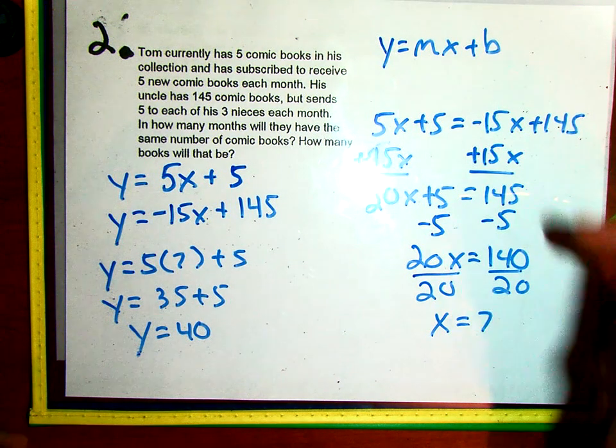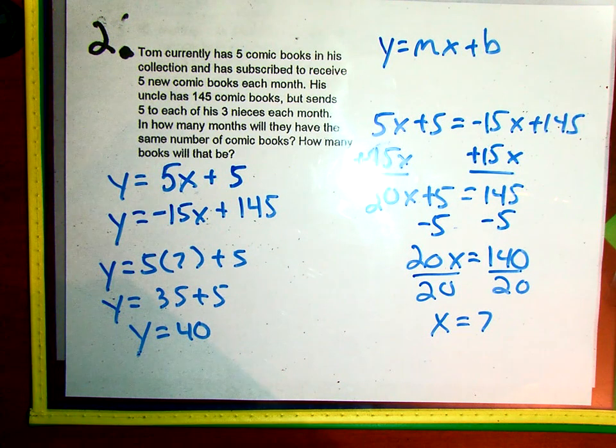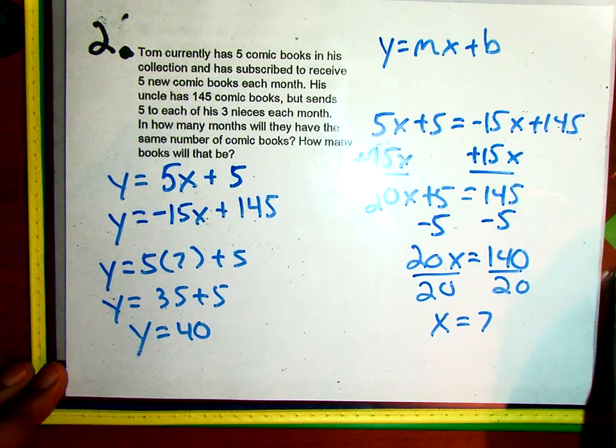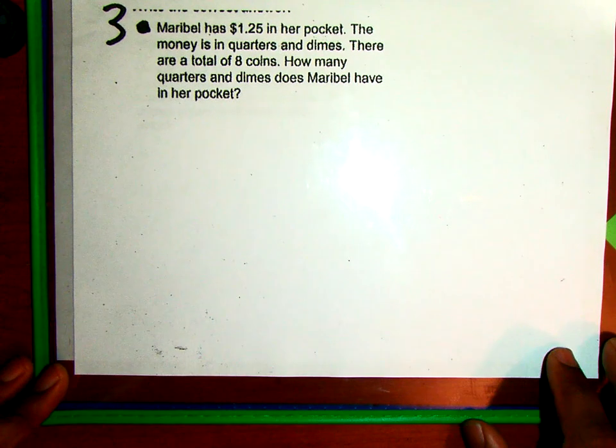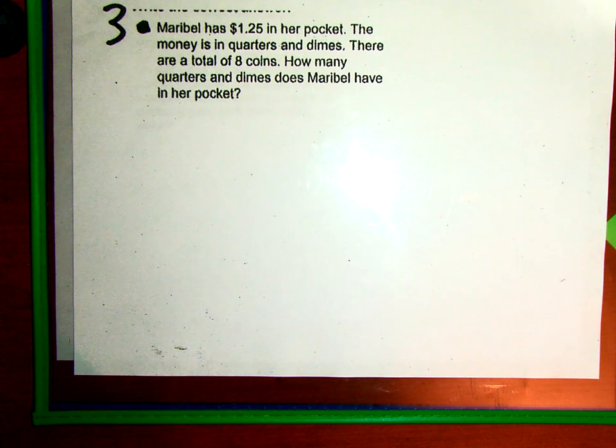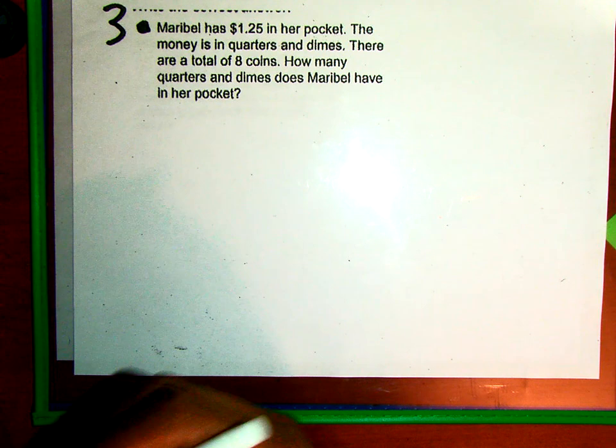Okay, so these are two examples with slope-intercept. Let's take a look at an example that has standard form. All right, so in this one, Maribel has $1.25 in her pocket, and the money is in quarters and dimes. There are a total of 8 coins. How many quarters and dimes does Maribel have in her pocket?